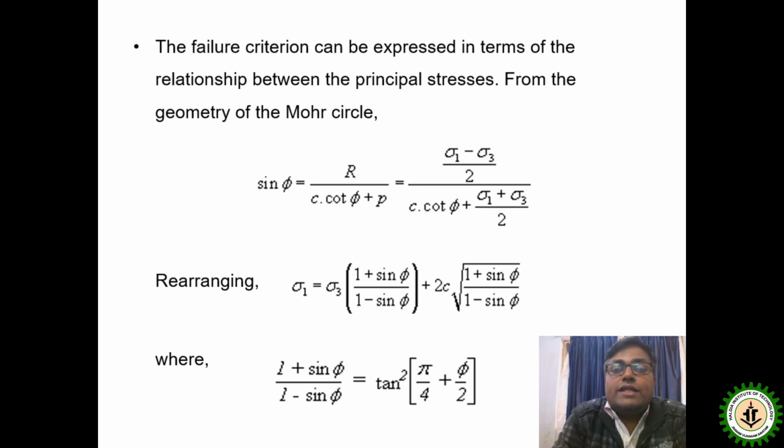Now this failure criterion can be expressed in terms of the relationship between principal stresses, sigma 1 and sigma 3, and it can be rearranged in this form. After rearrangement, sigma 1 becomes sigma 3 into (1 plus sin phi) by (1 minus sin phi), plus 2c root over of (1 plus sin phi) by (1 minus sin phi), where (1 plus sin phi) by (1 minus sin phi) is equal to tan squared (pi by 4 plus phi by 2).